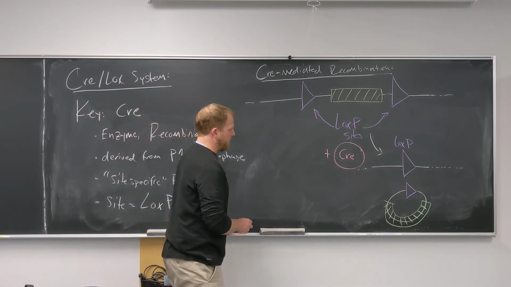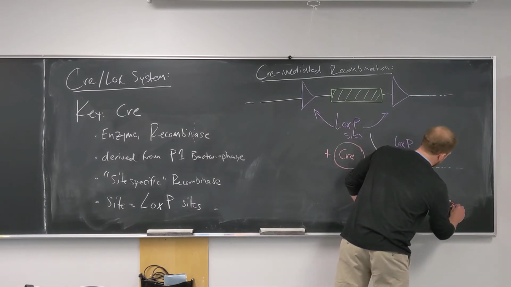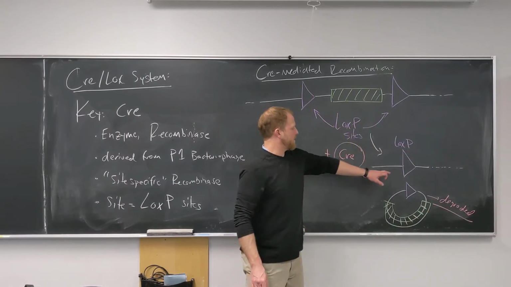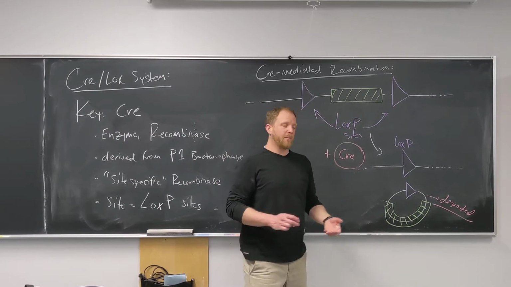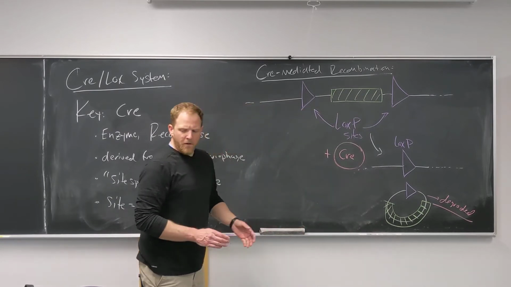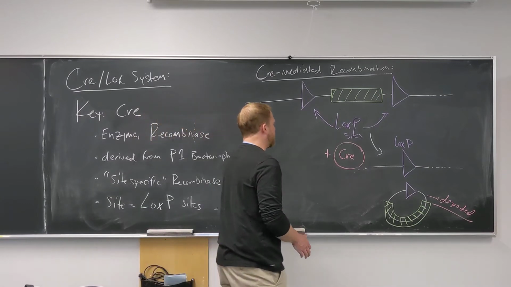So just to clarify, this intervening loop oftentimes just gets degraded. So really all that's left in this genome is this single loxP site where this entire chunk of DNA used to be. So how does this look as an overall strategy?